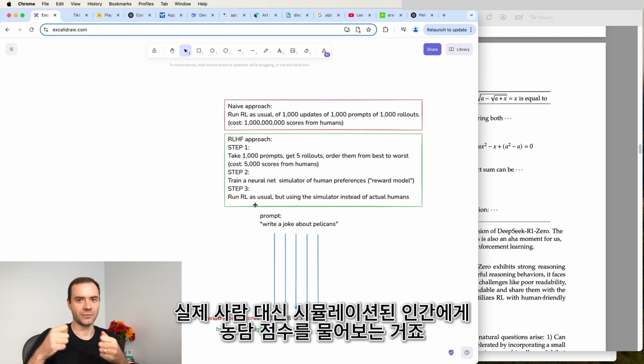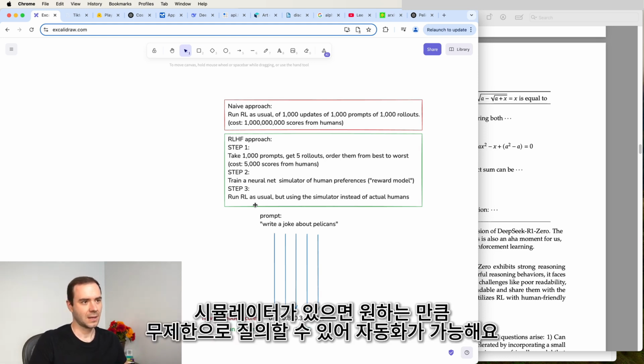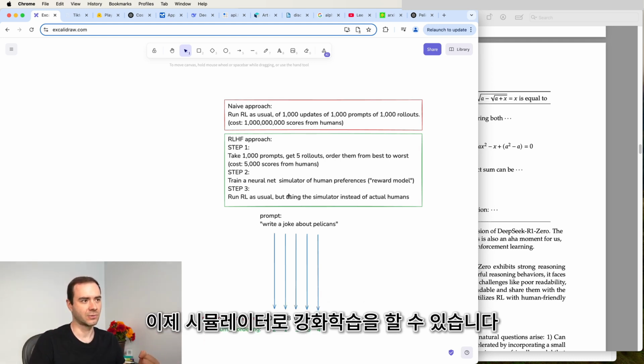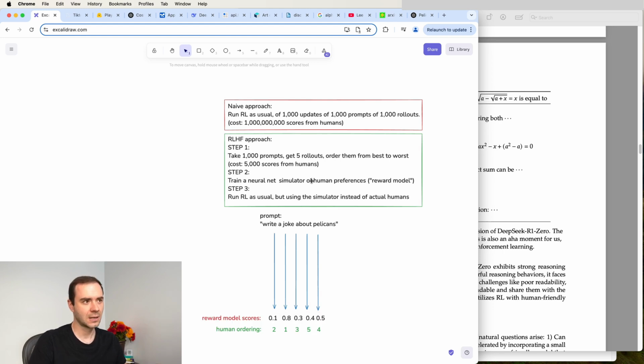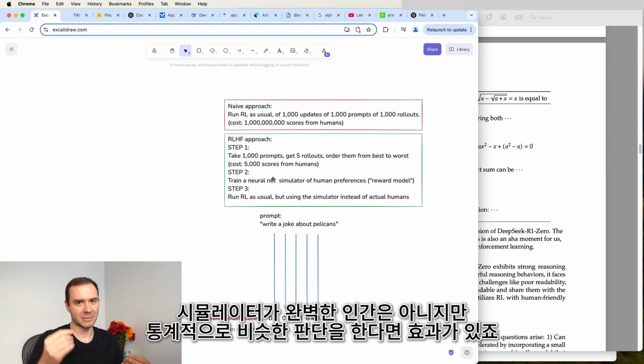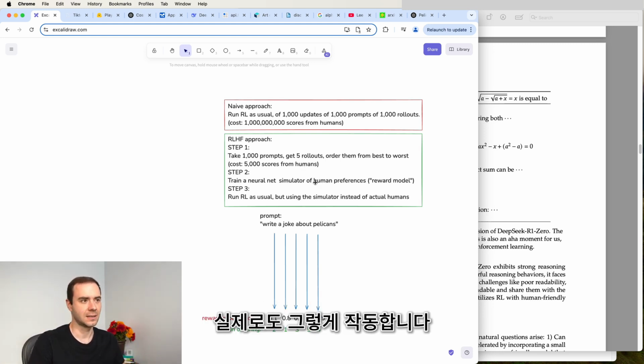So instead of asking a real human, we're asking a simulated human for their score of a joke, as an example. Once we have a simulator, we're off to the races because we can query it as many times as we want to, and it's a whole automatic process, and we can now do reinforcement learning with respect to the simulator. The simulator, as you might expect, is not going to be a perfect human, but if it's at least statistically similar to human judgment, then you might expect that this will do something. And in practice, indeed, it does.